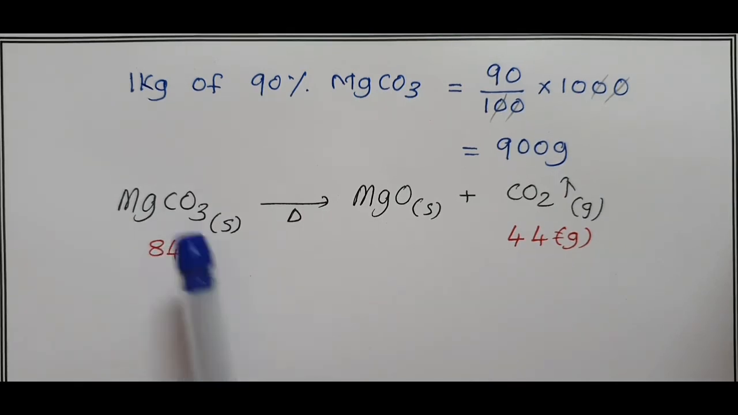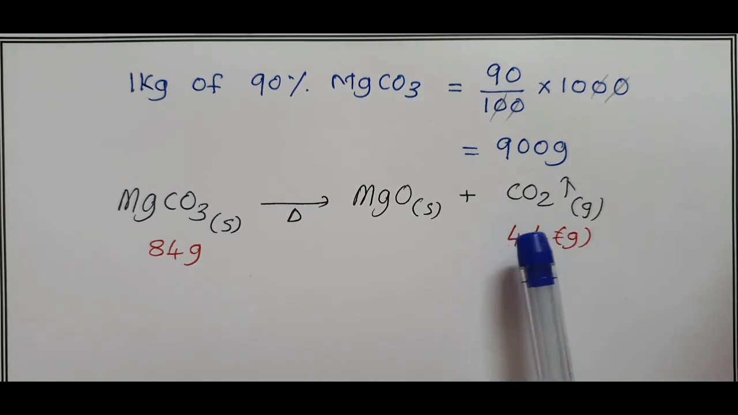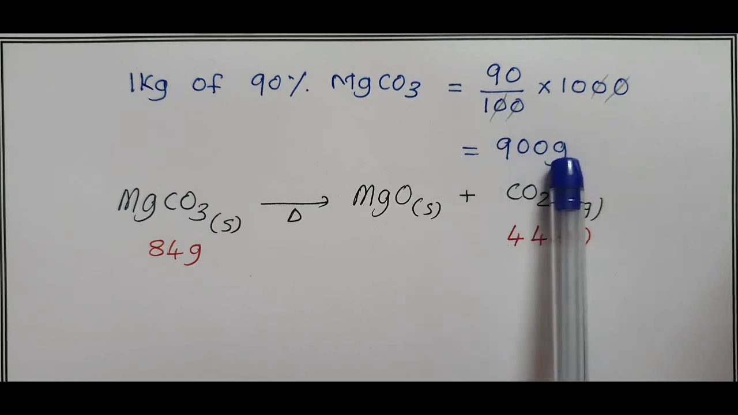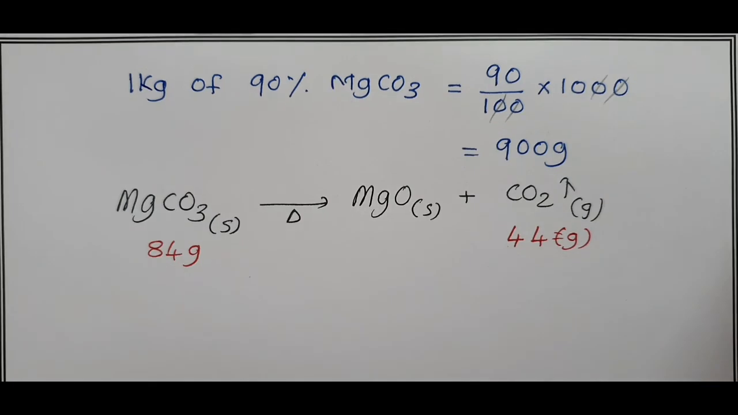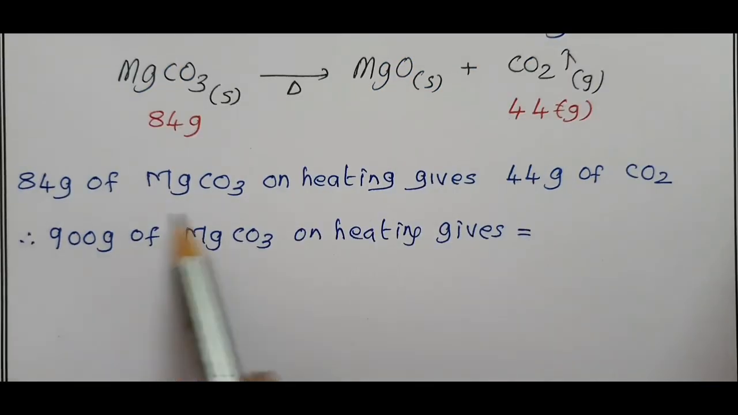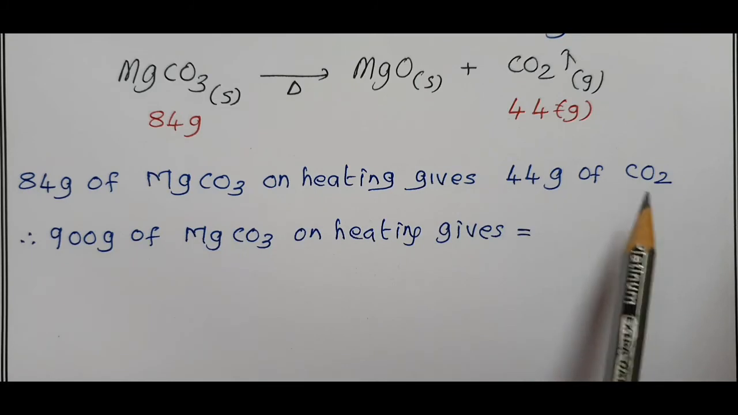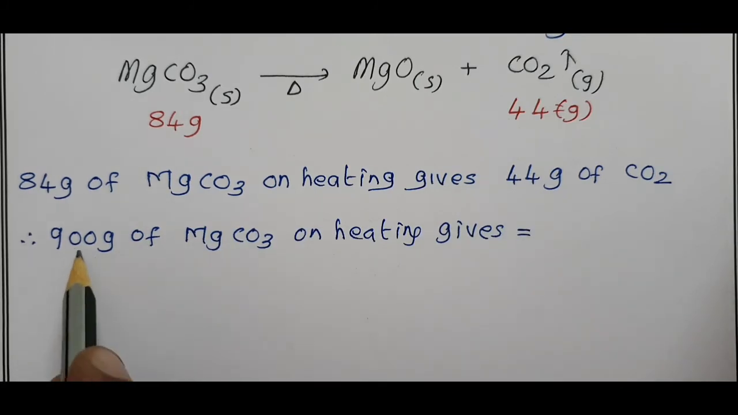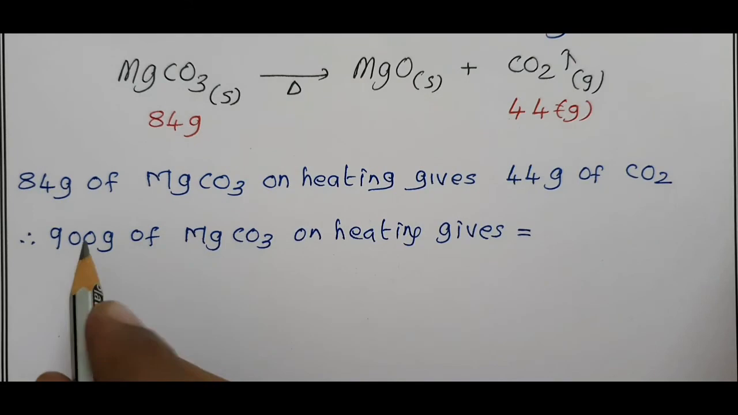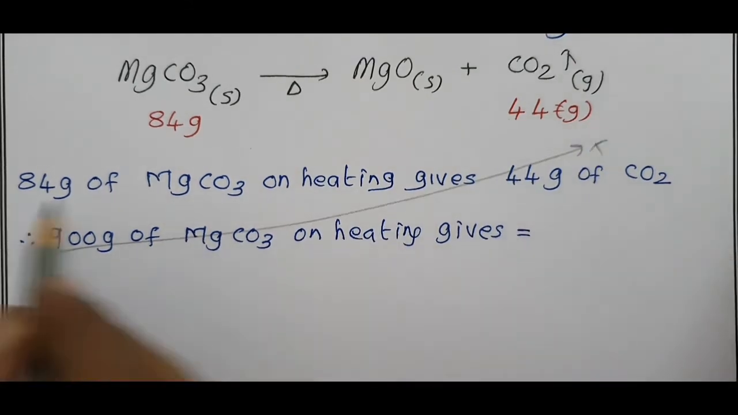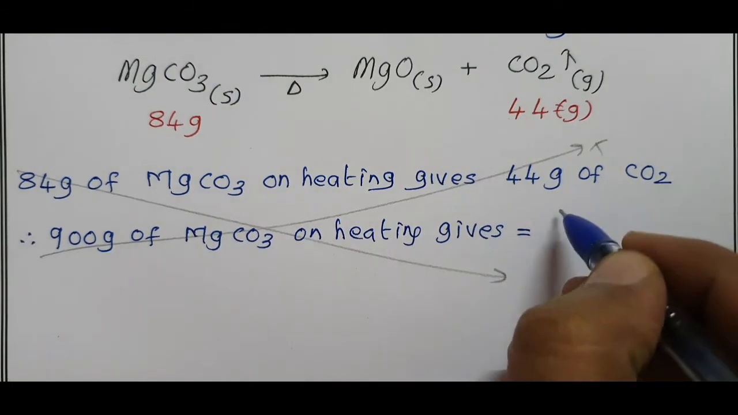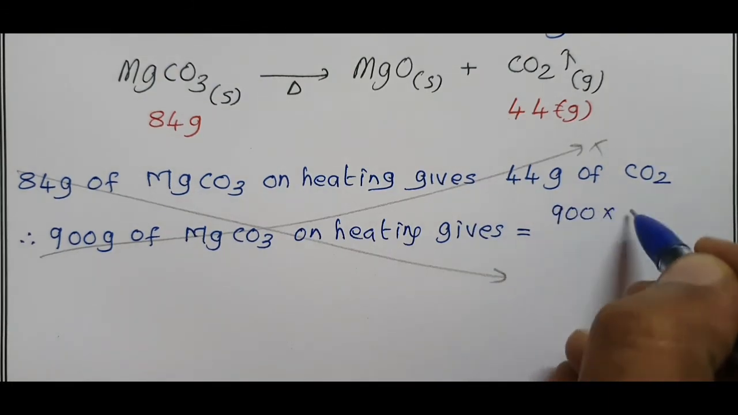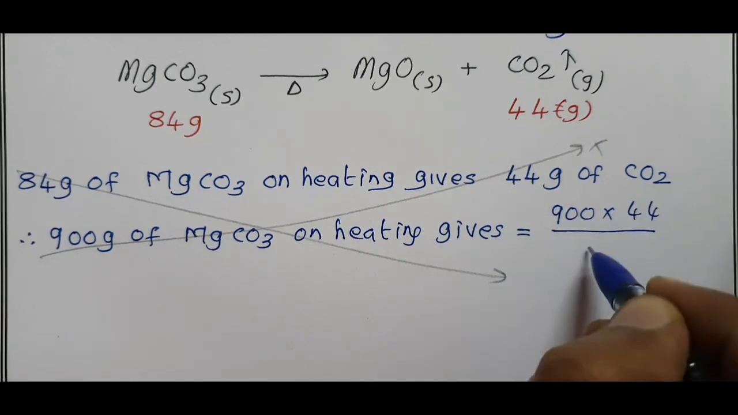84 gram of magnesium carbonate on heating gives 44 gram of carbon dioxide. Then 900 gram of magnesium carbonate on heating gives how many gram of carbon dioxide? 84 gram of magnesium carbonate on heating gives 44 gram of carbon dioxide. 900 gram of magnesium carbonate on heating, cross multiplication divided by 84 will give 900 into 44 divided by 84.